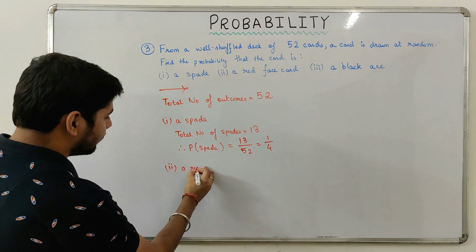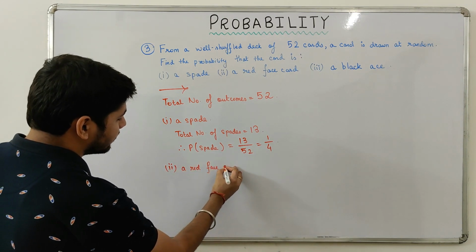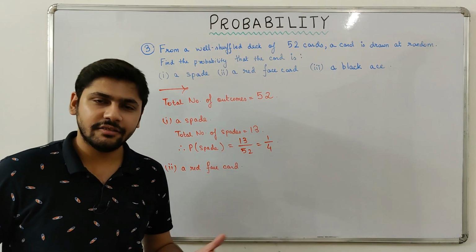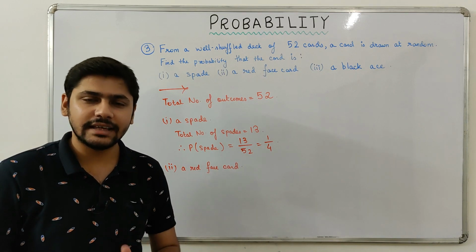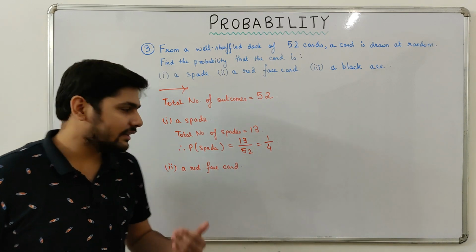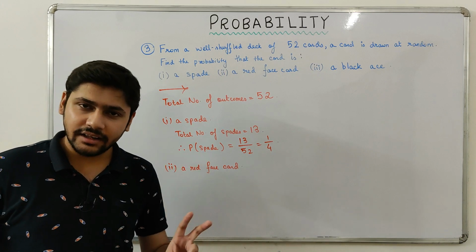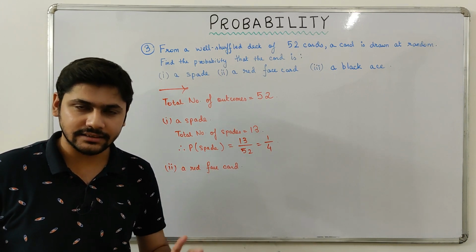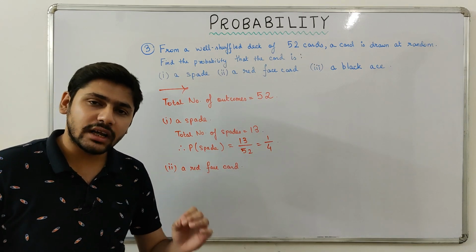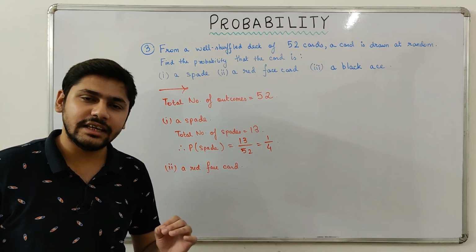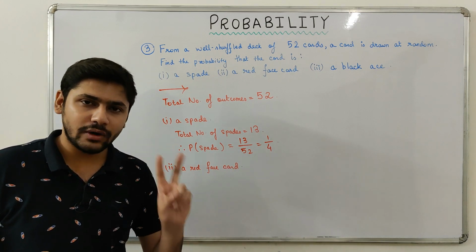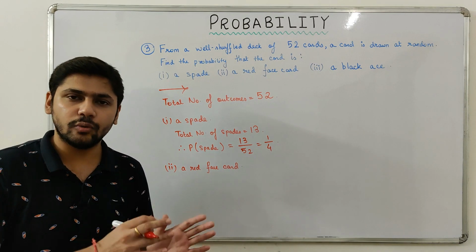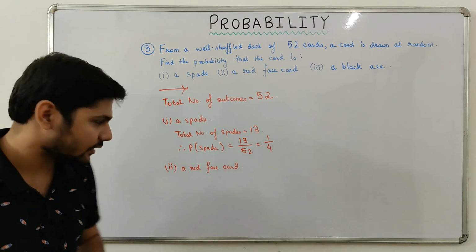Moving on to the next subpart, we have a red face card. Now, I also told you what are face cards. Face cards are kings, queens, and jacks. Now, there are 2 red kings, 2 red queens, and 2 red jacks. Therefore, the total number of red face cards is equal to 6. 2 red kings plus 2 red queens plus 2 red jacks. So 2 plus 2 plus 2 is equal to 6.